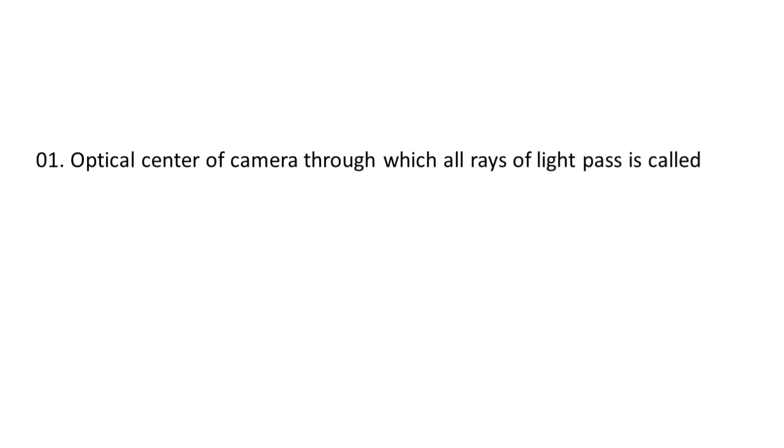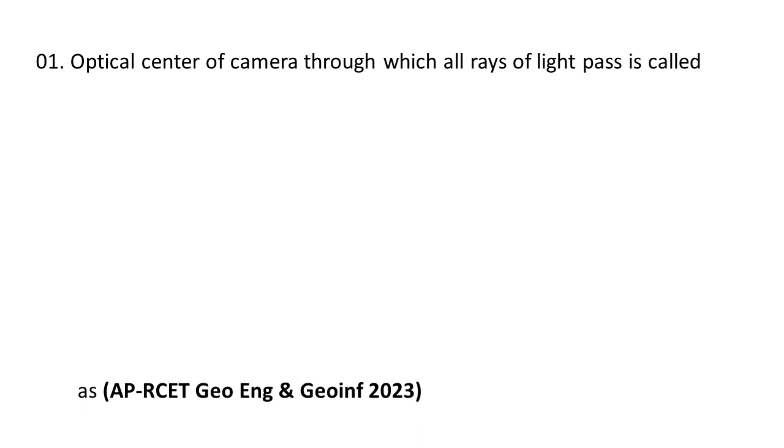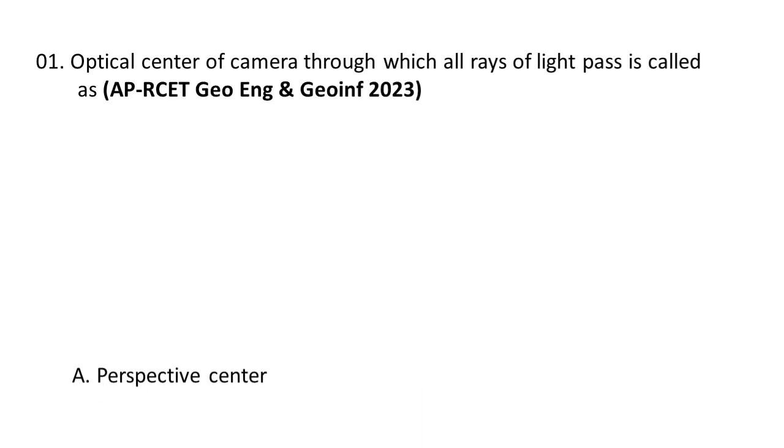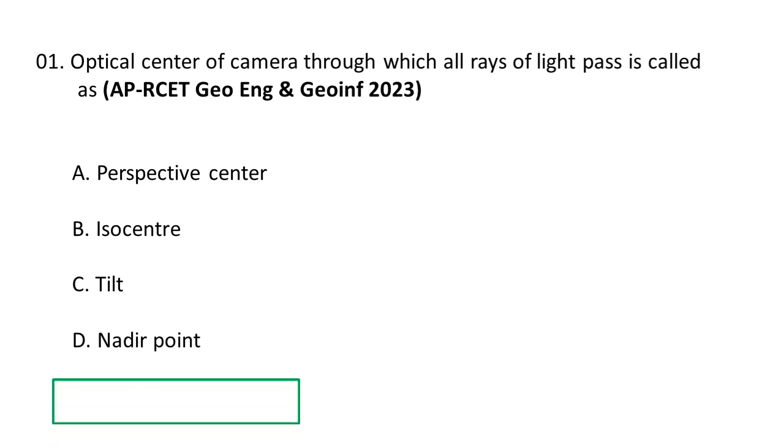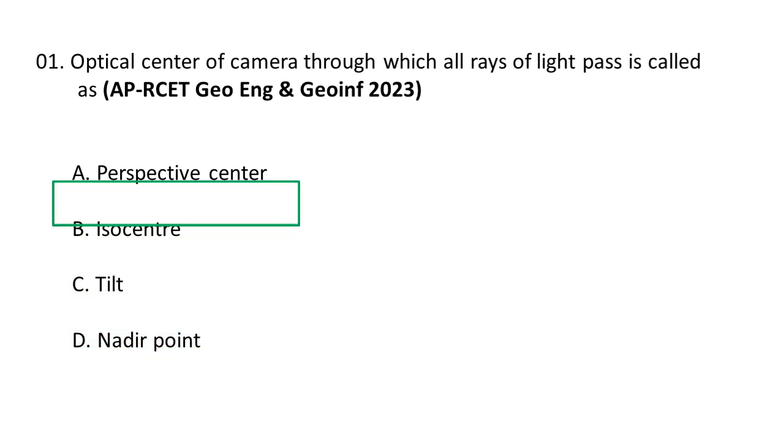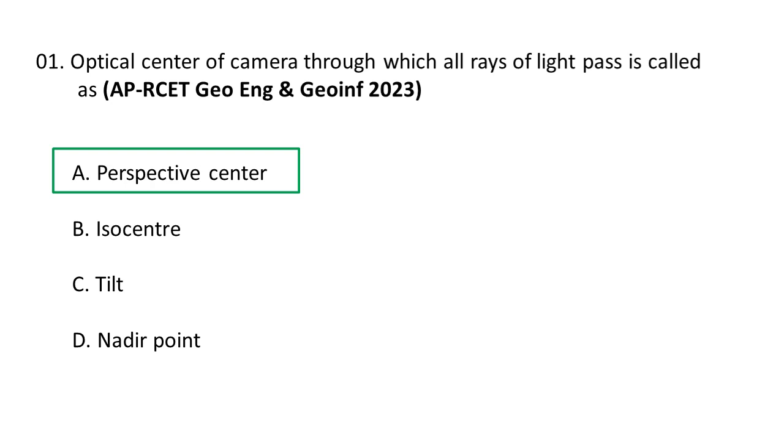Optical center of a camera through which all rays of light pass is called as A. Perspective center, B. ISO center, C. Tilt, D. Nadir point. So the correct option goes as A. Perspective center. So perspective center is the point of origin or termination of bundles of perspective rays. The two such points are usually associated with a survey photograph, and these are the interior perspective center and the exterior perspective center. So A. Perspective center is the correct option.